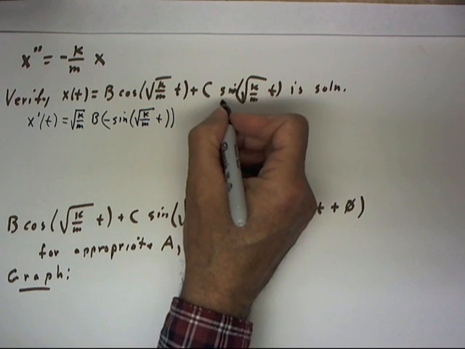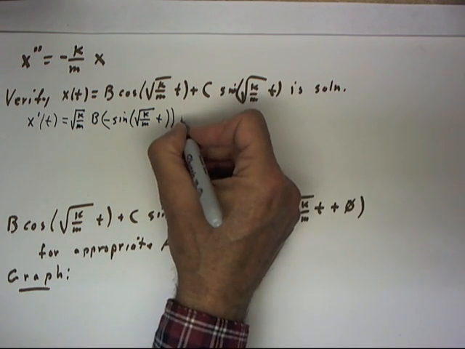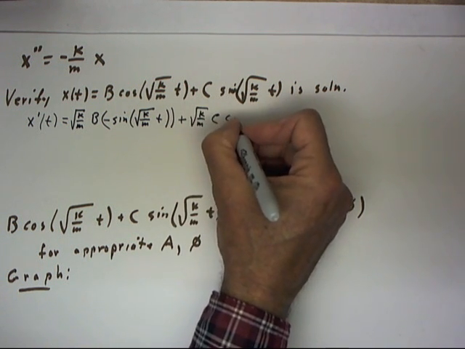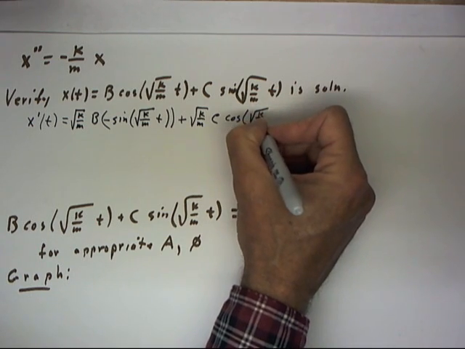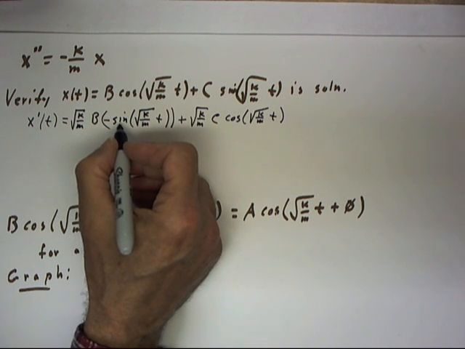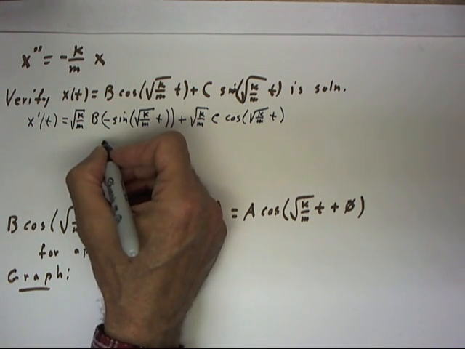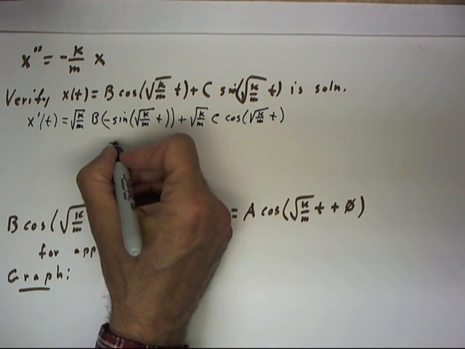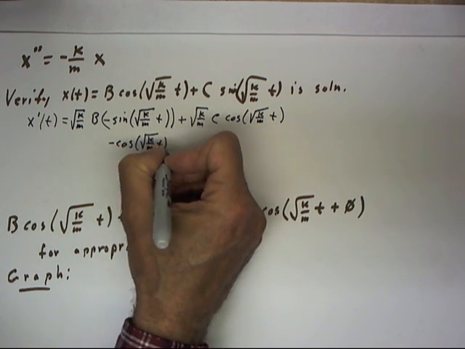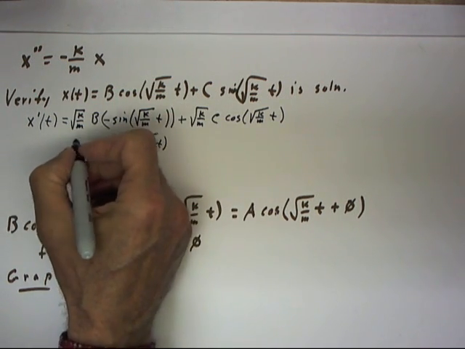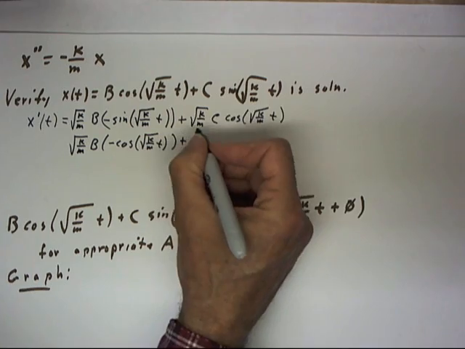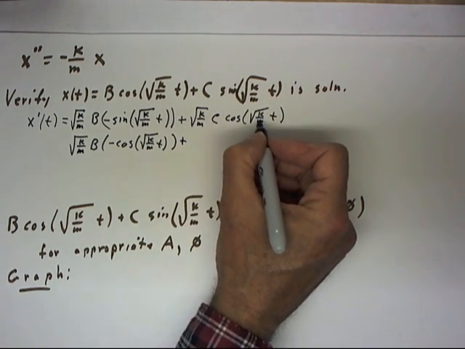And over here, the derivative of the sine of the square root of k over m t is going to be plus square root of k over m times c cosine of the square root of k over m times t. Taking another derivative, we're going to have to apply the chain rule again. The derivative of the sine function is the cosine, so we're going to end up with a negative cosine of the square root of k over m t, and that's going to be multiplied by square root of k over m times b. And here we're going to end up with another factor.